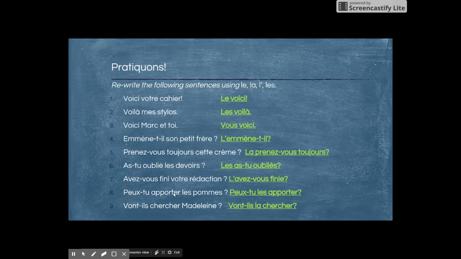Bien, l'avez-vous finie? Et 8 et 9, avec infinitif, peux-tu apporter les pommes? Peux-tu les apporter? So les goes before your infinitive. Can you bring them? Peux-tu les apporter? Et 9, vont-ils chercher Madeleine? Are they going to get Madeleine? Vont-ils la chercher? It needs to come before your infinitive. Are they going to look for her? Vont-ils la chercher?